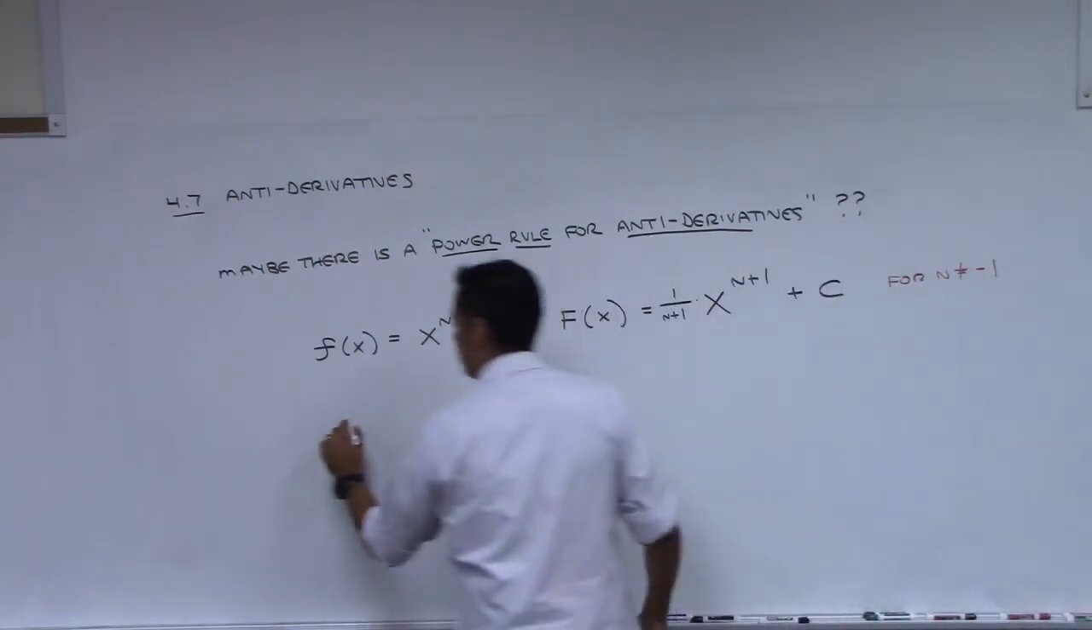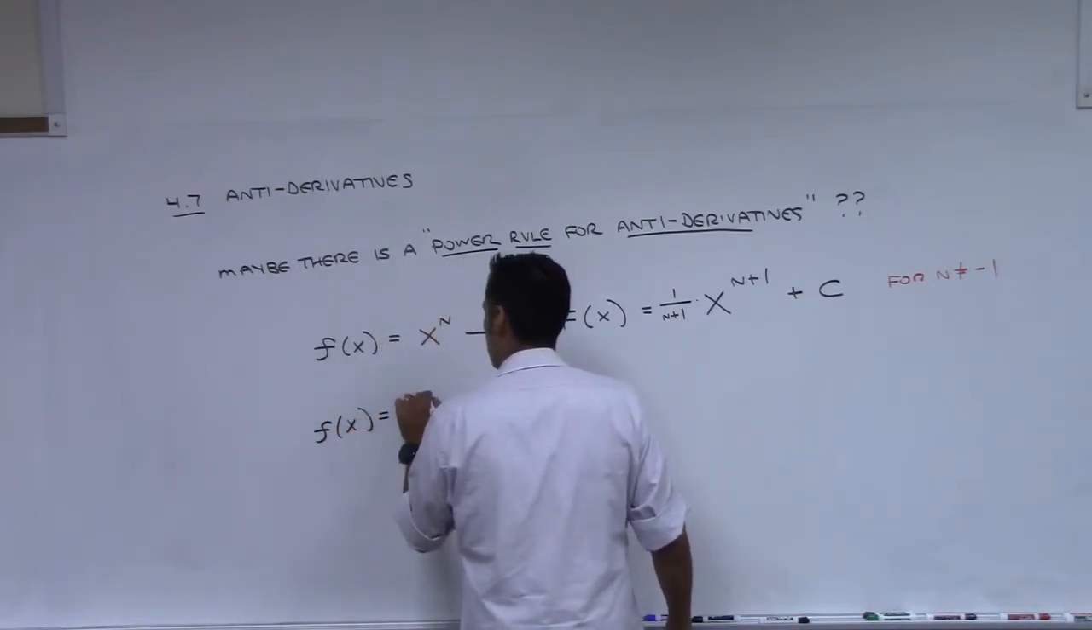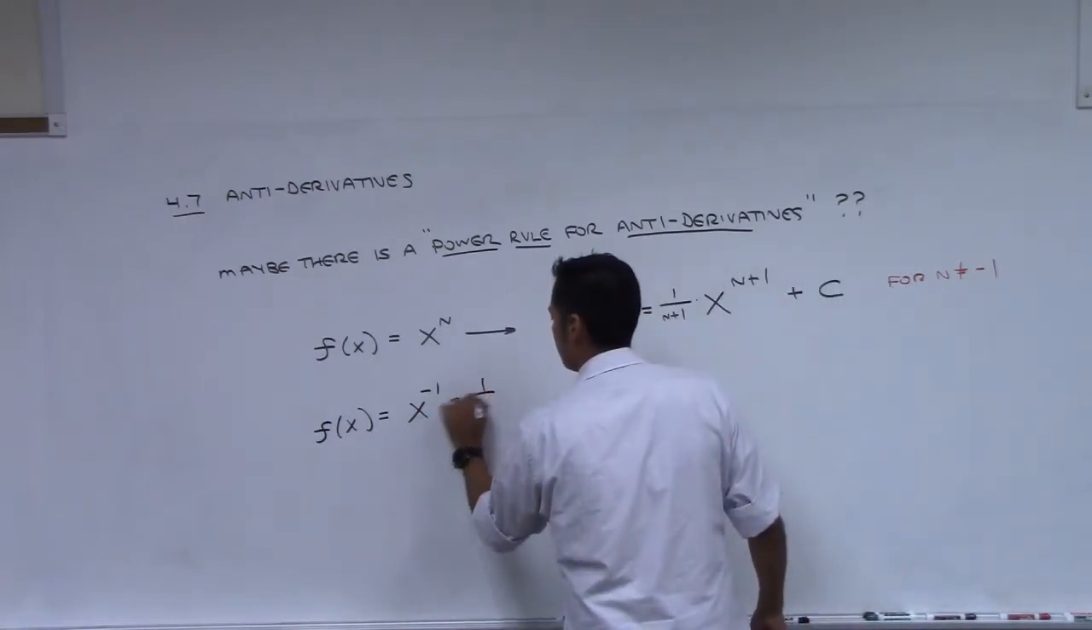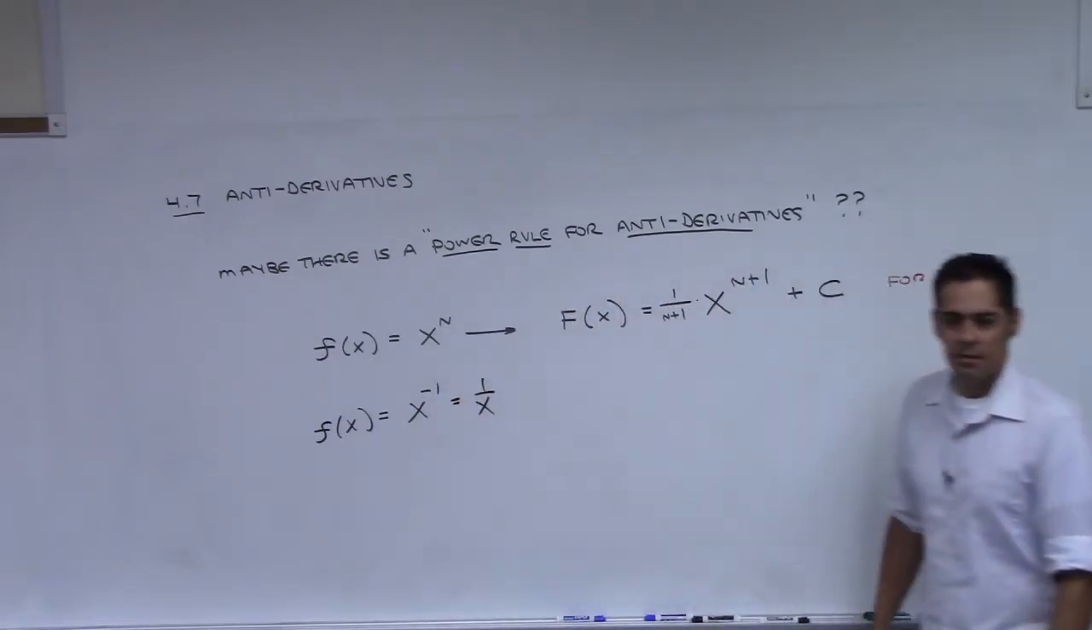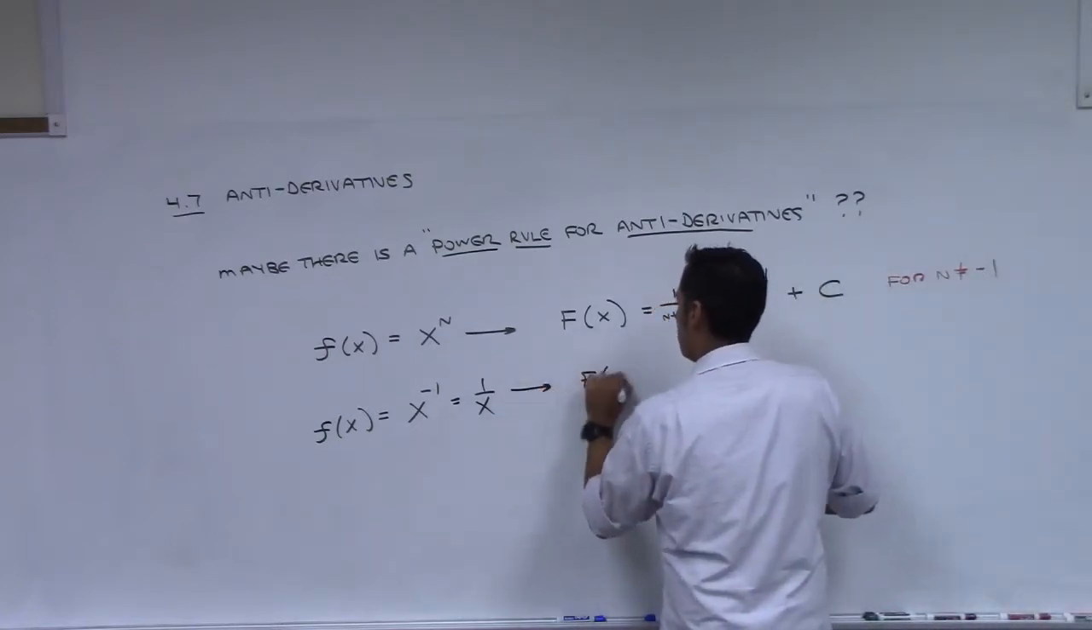So let's take a look at it. If n was negative 1, wouldn't that be that? Yeah. And isn't that the same as this? And didn't you just tell me what the antiderivative of that was? Natural log.